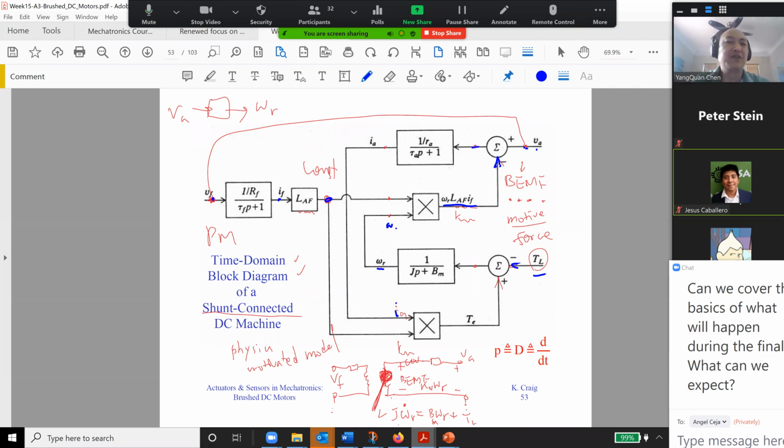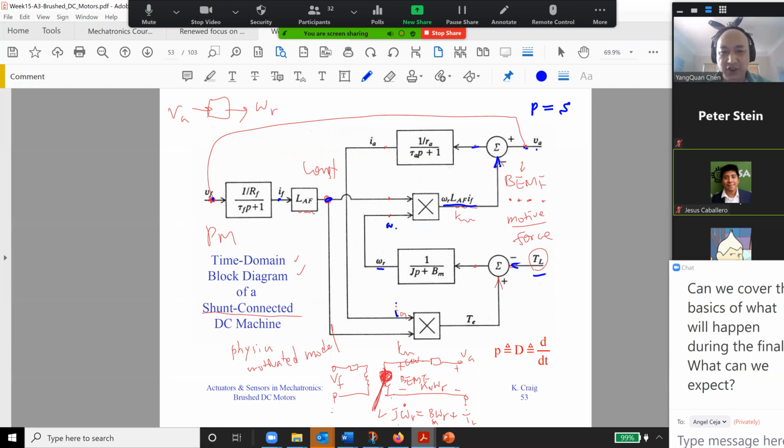This is like a first order circuit. You have an armature, you have an inductor. So this P is like S; you can say P is S, like the Laplace transform. So this picture versus this picture, I see they are the same. These are all physics-motivated models.